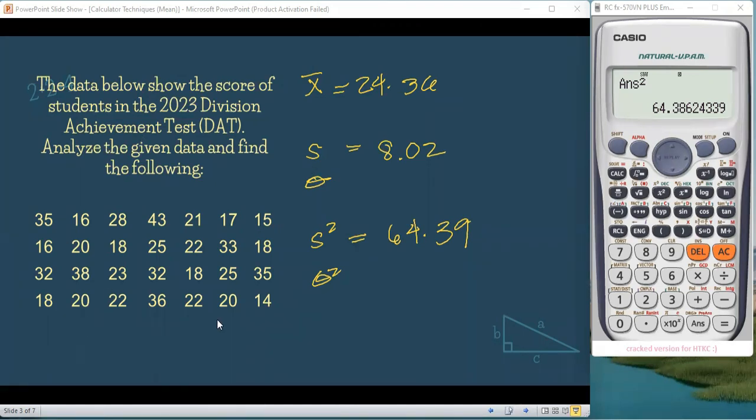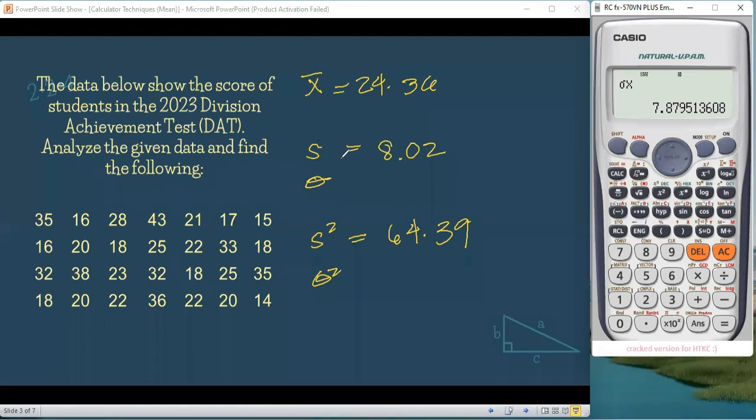Halimbawa, 28 lang daw po talaga yung kumuha ng division achievement test. Ano po yung standard deviation niya? So, katulad po ng sinabi ko, balik po tayo dito sa calculator, easy po ulit. So, that is shift 1 variability. Then, yung kukunin po natin is 3 na for the population. And the answer will be 7.88 approximately.